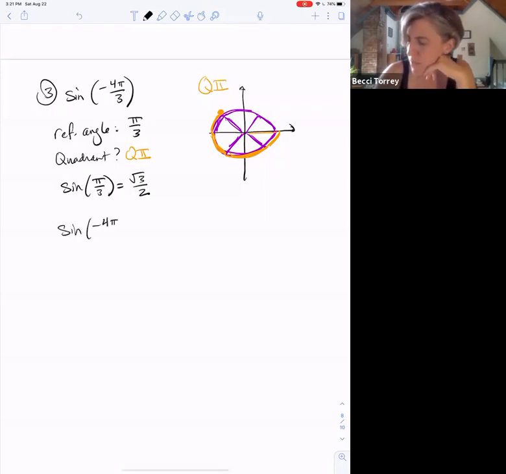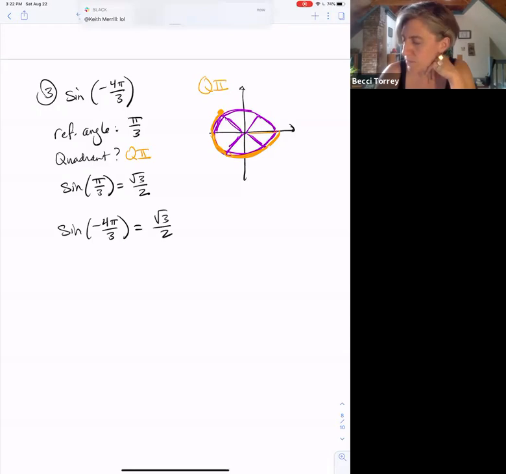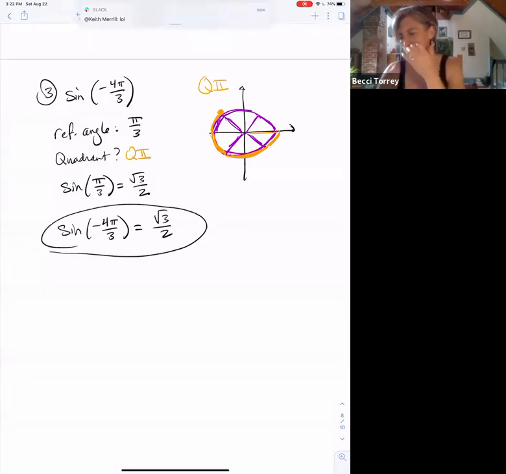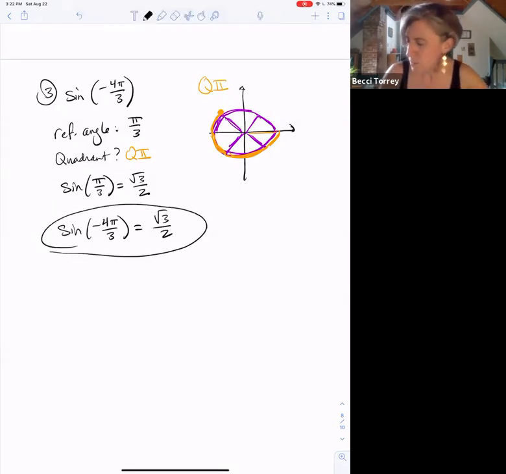Sine of minus 4 pi over 3, which is the exact same value, except it might be negative, so we have to check. But over here in quadrant 2, remember sine is the y value, right? And the y value is going to be positive because we're still above the x-axis. So this is still going to be positive square root of 3 over 2.